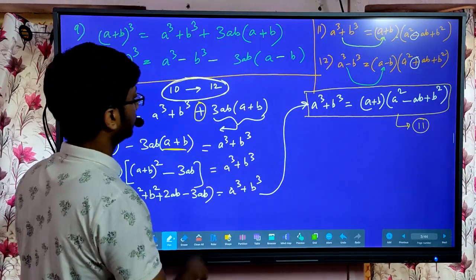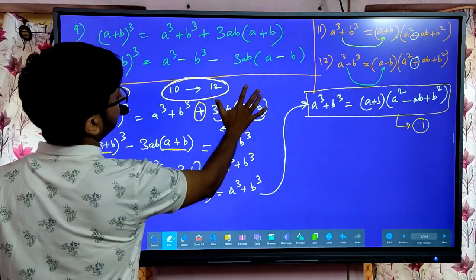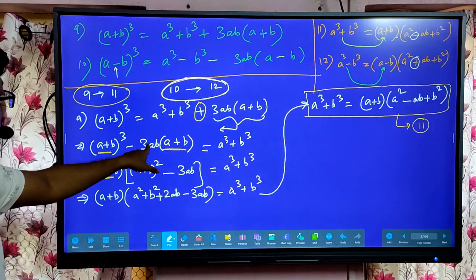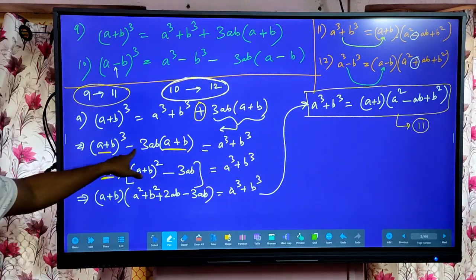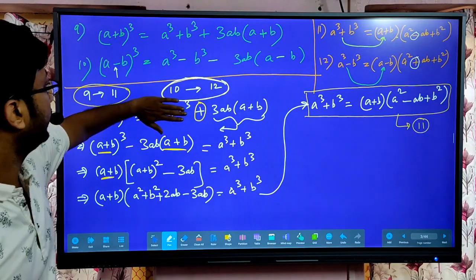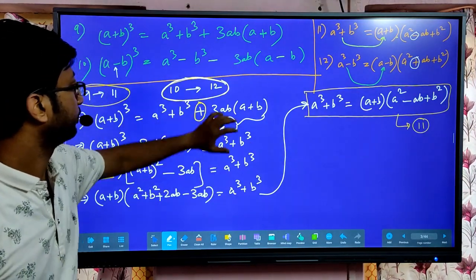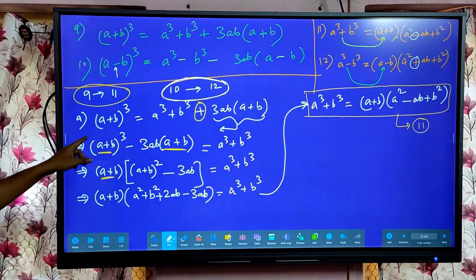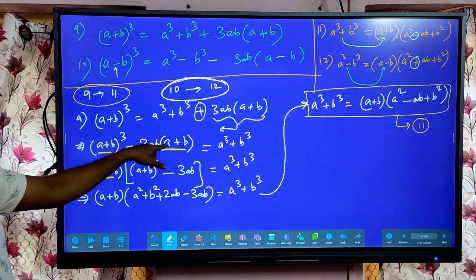So for this group, you don't consider this sign. This will come to the left side. So it will be minus 3AB into A plus B only. And only A cube plus B cube will remain here. This thing has gone to the left side. So A plus B whole cube minus 3AB into A plus B.